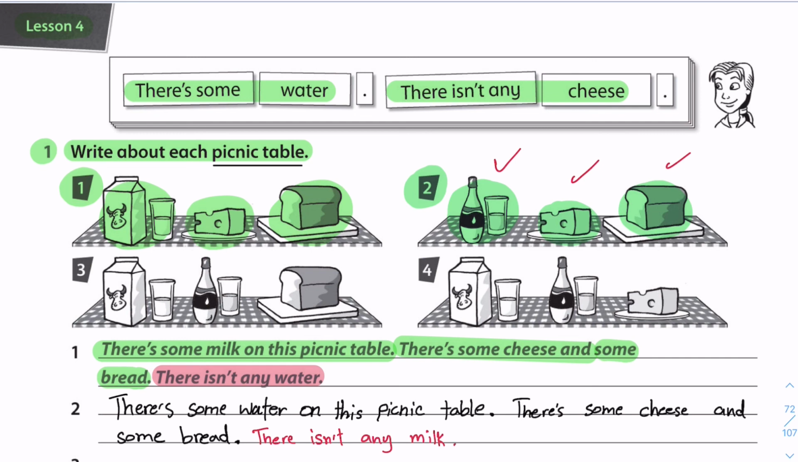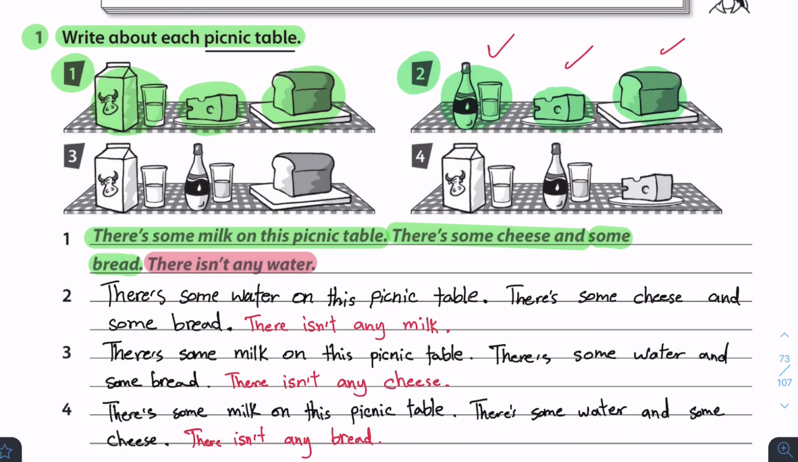Now pause the video, complete the activity, then play the video and check your answers. And this is how your final answers should look like.